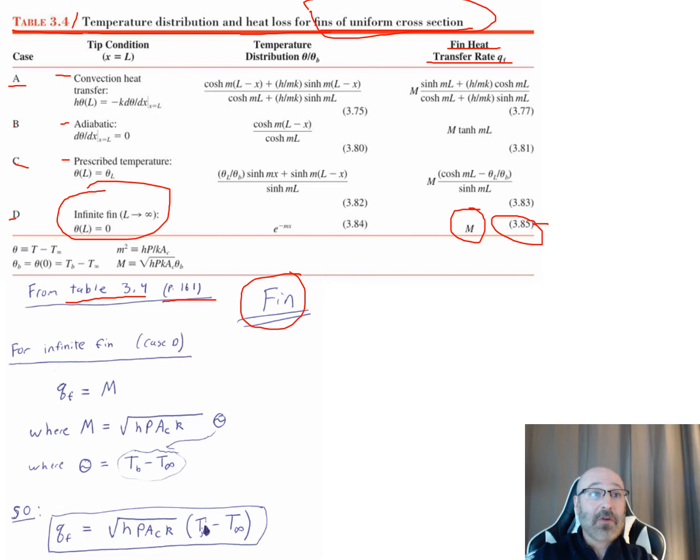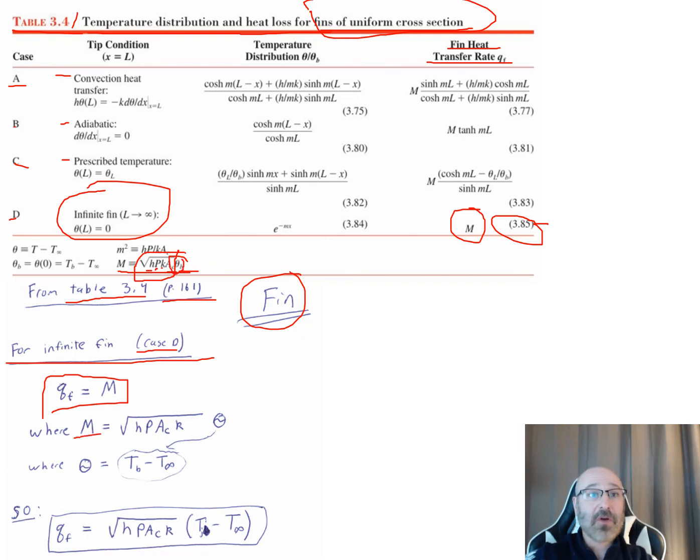So now we come down here and say, okay, for the infinite fin, case D, we have Q sub F is equal to M, where M is given at the bottom of the table. So M is equal to the square root of h times P times our thermal conductivity times A sub C times theta B, all under the square root. Theta B is on the outside. So that's what we write down here.